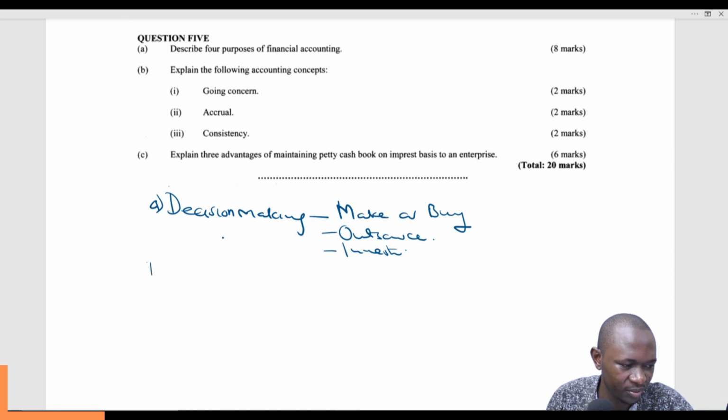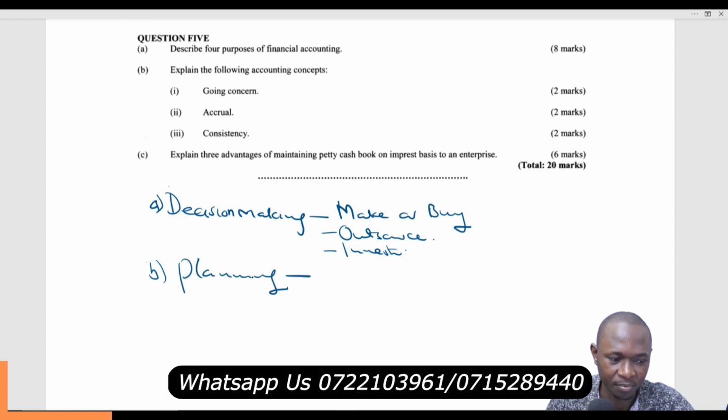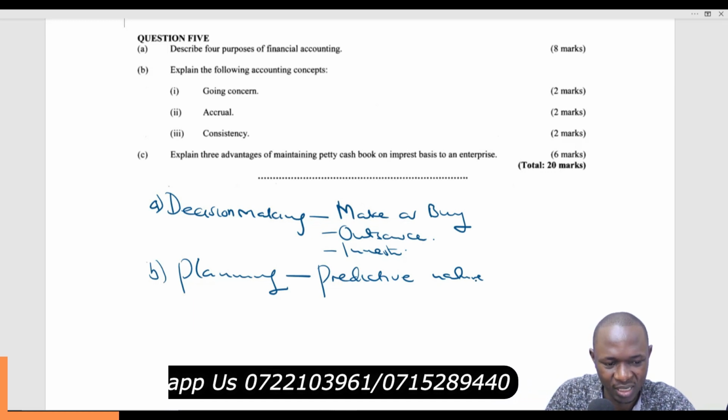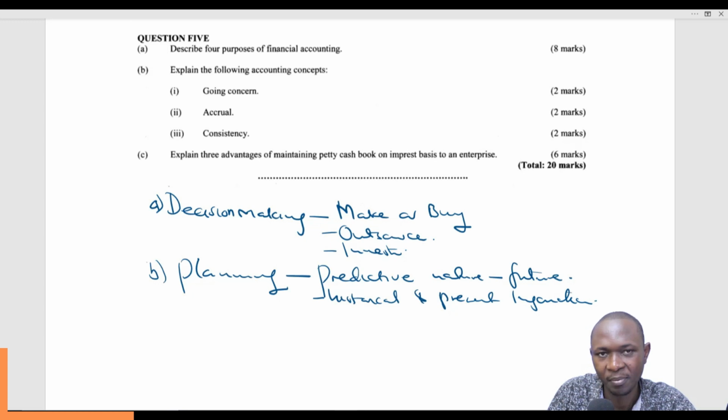The other purpose of financial accounting is that the information is used for planning purposes, especially the predictive nature, when you are trying to predict the future. The best way to predict the future is to use historical and present information. So we use the historical information to help us predict the future with some level of certainty and accuracy.